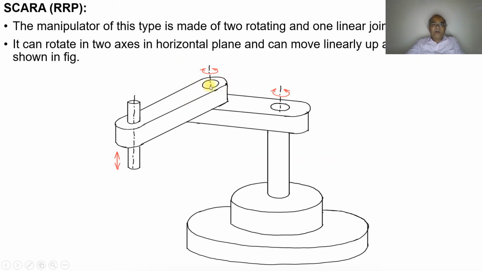One axis is on this and the other is on this, which is the horizontal plane, and it rotates both in the clockwise direction and also in the anti-clockwise direction. Therefore, one rotation is R and the other rotation is also R, and this has the prismatic movement, which is the linear motion. This is about the SCARA.